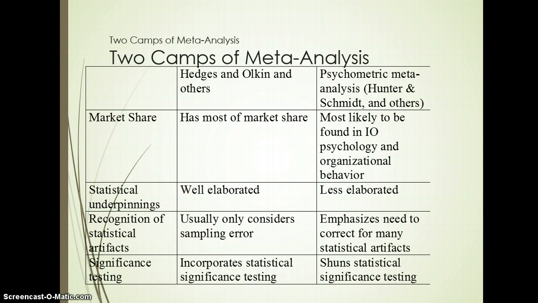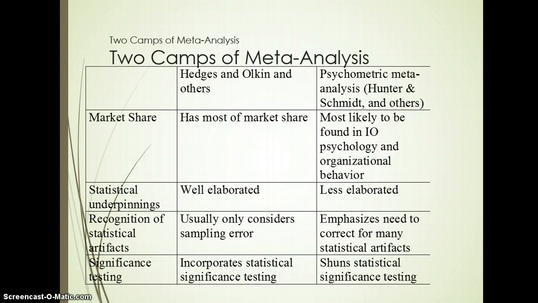So here's a table that just shows you a bird's eye view of the differences between the two different types of meta-analytic camps. So we've got the Hedges and Olkin on the left side and the psychometric Hunter and Schmidt approach on the other side. And there are certainly some other approaches to doing meta-analysis which overlap with these two, but these two camps are what's considered to be the two primary approaches.